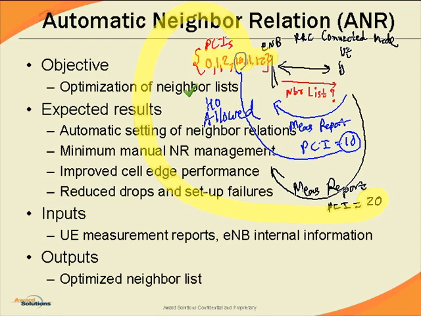So the idea is to create a very good optimized neighbor list so that we have basically minimum call drops as a result of handover. At the cell edge, we get better throughput. And of course, we are doing this automatically, so no human intervention in this specific example. What do we need? We need to have the UE giving a measurement report. Perhaps the eNodeB also has some information, maybe an initial neighbor list, or maybe some history on what kinds of neighbors have been reported by UEs. So basically, once we have processed all that information, the end result is an optimized neighbor list. Now remember, the exact algorithm that decides the neighbor list is not in the standard because it is proprietary. So you guys will have your own ANR algorithm.